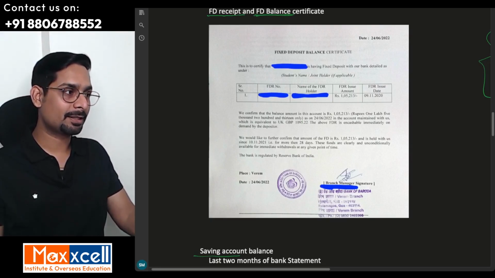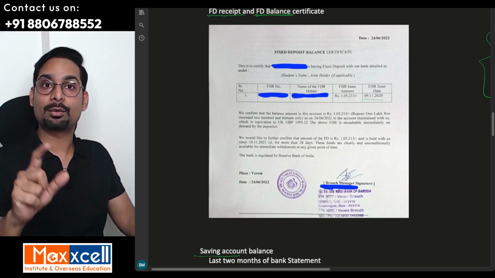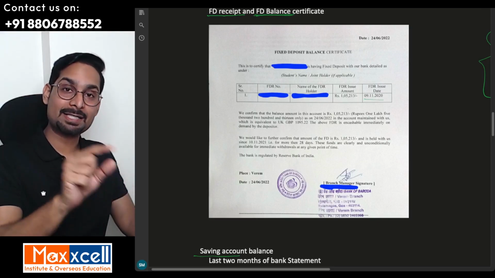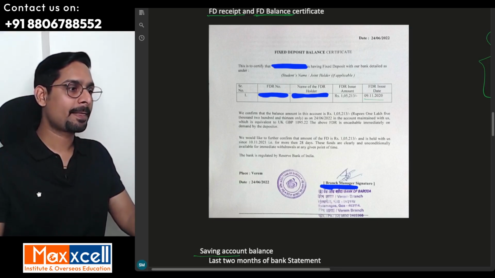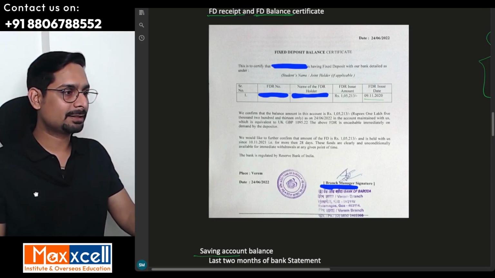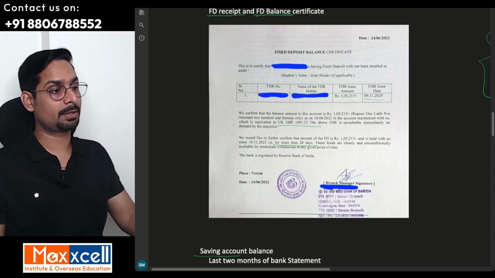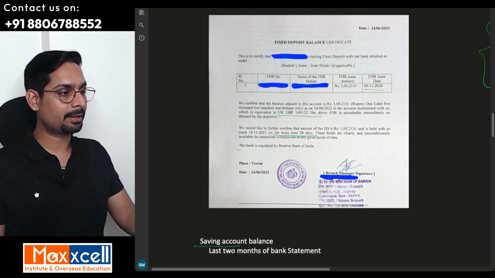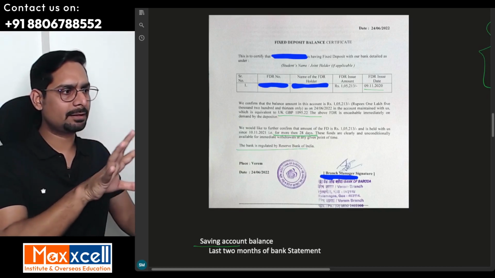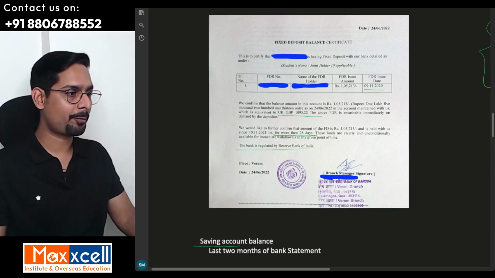So by this, the university will get to know how old the FD is, and it should match with your FD receipt. You should have this conversion mention. You should have the mention that this FD is more than 28 days old. So these are some important parts. You can keep it as it is and just replace your information.